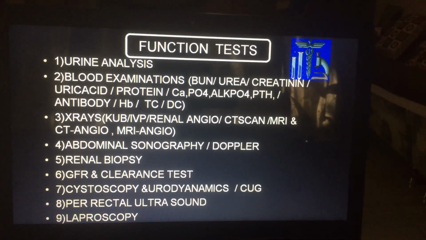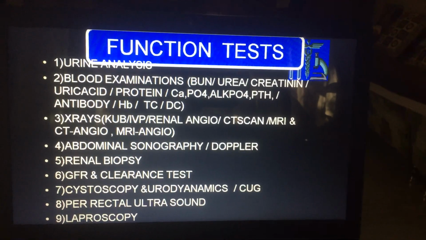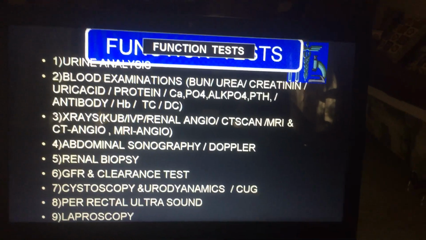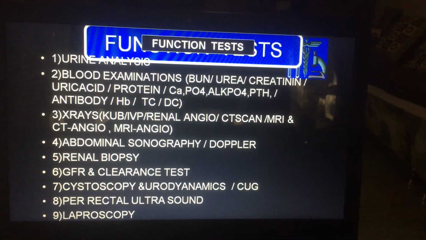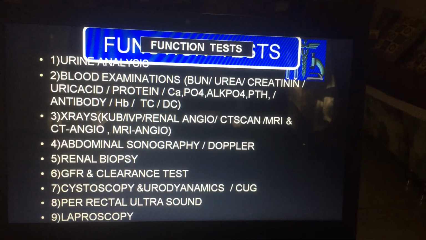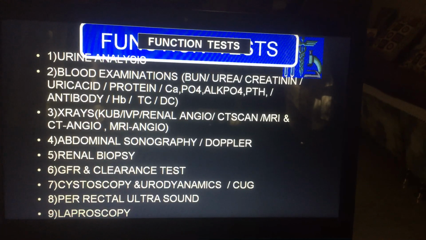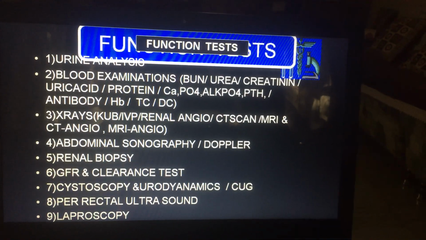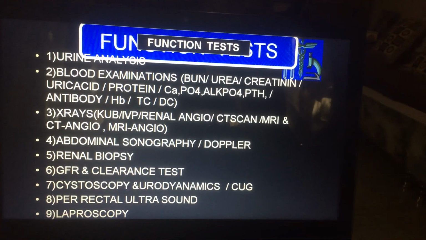What are the renal functions? What we do? That is urine analysis, blood examination. Blood examination will include blood urea, creatinine, which is very useful in AKI. It is also done in CKD, and in CKD other tests like uric acid, serum protein, calcium, phosphorus, alkaline phosphatase, parathormone, those are useful. CBC is useful.